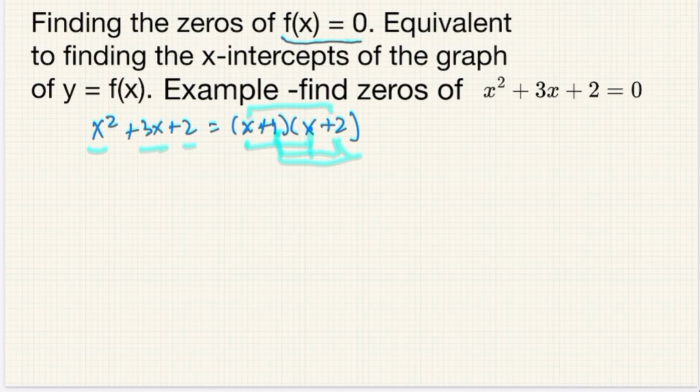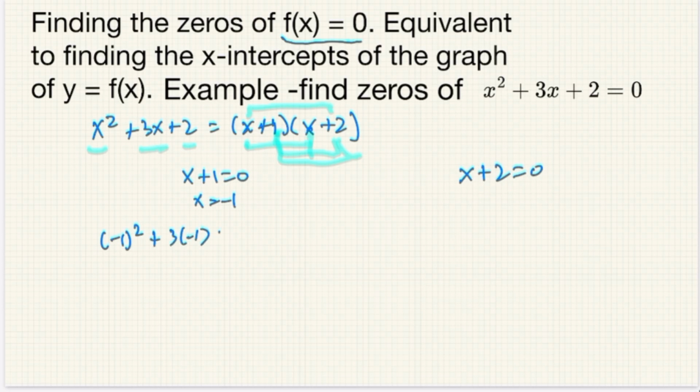So now let's check this out. If we write the equation x plus 1 equals 0, and then x plus 2 equals 0. If we add minus 1 to both sides, x is equal to minus 1. And so there is our root. Now let's put that back in the equation and see if that works. So minus 1 quantity squared plus 3 times minus 1 plus 2. Minus 1 squared is just 1, and then 3 times minus 1 is minus 3, plus 2. Adding those up gives us 0. So that checks.